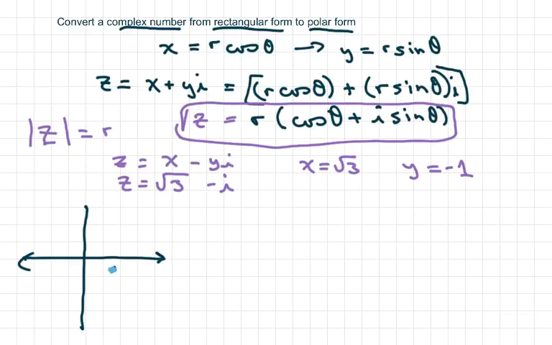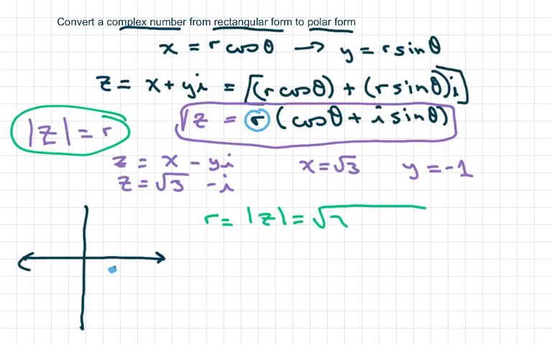All right? Now, what we want to do is convert this to polar form. So what I want to find is my R, because we need to find R here. And we already know R is the same as the absolute value, or the magnitude, of Z. So R equals the magnitude of Z, which is the square root of X squared plus Y squared. So we get R equals the square root of 3 squared plus negative 1 squared. And R, therefore, is the square root of 4, which equals 2.